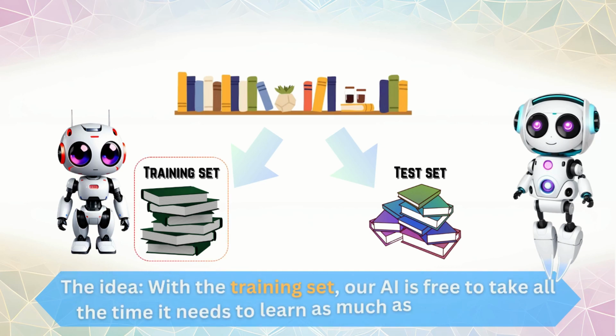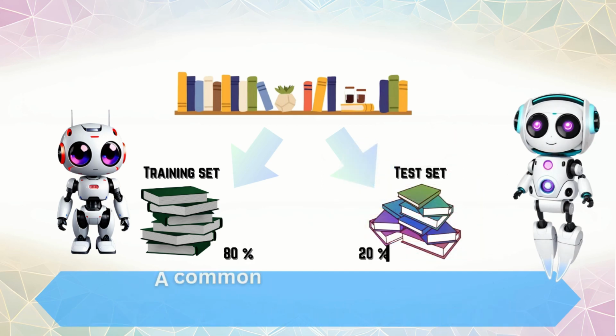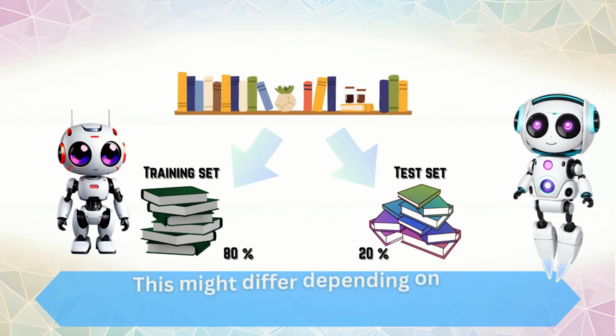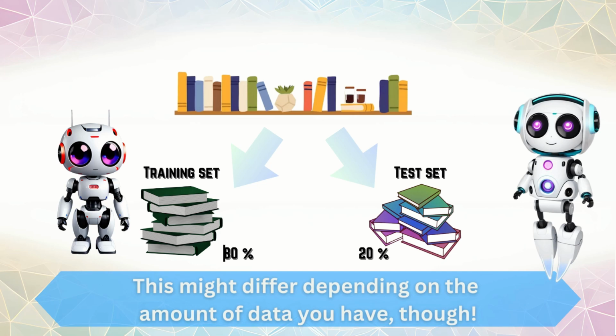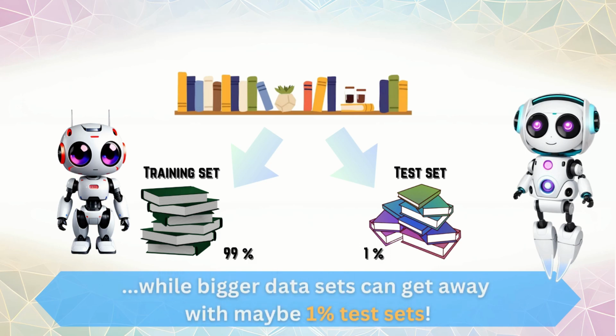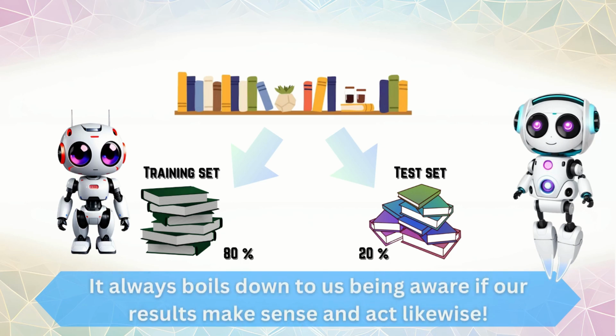The idea? With the training set, our AI is free to take all the time it needs to learn as much as it can from it. The test set is somewhat like an exam. No assistance allowed. Let's see how well you studied. A common split would be 80% training set and 20% test set. This might differ depending on the amount of data you have, though. Small data sets may need a bigger percentage for the test set, while bigger data sets can get away with maybe 1% test sets. It always boils down to us being aware if our results make sense and act likewise.